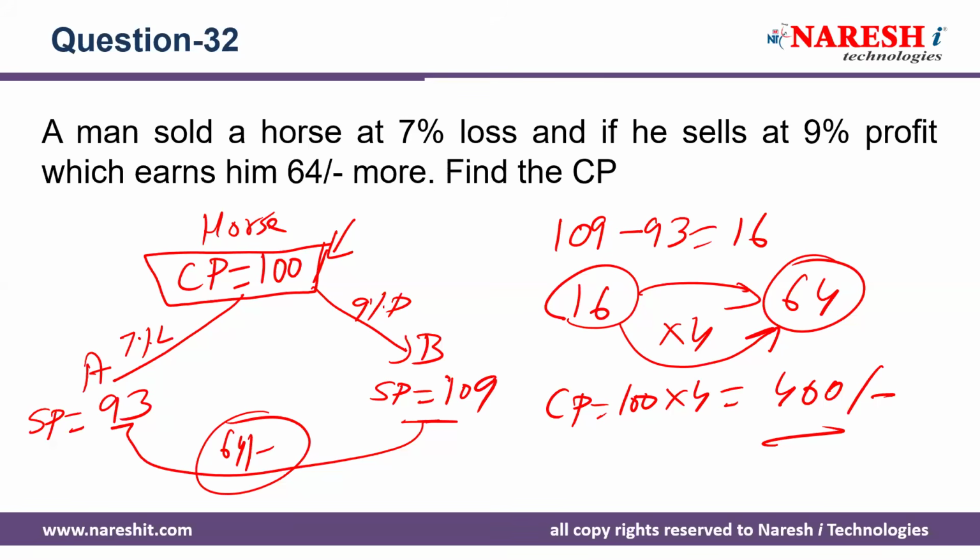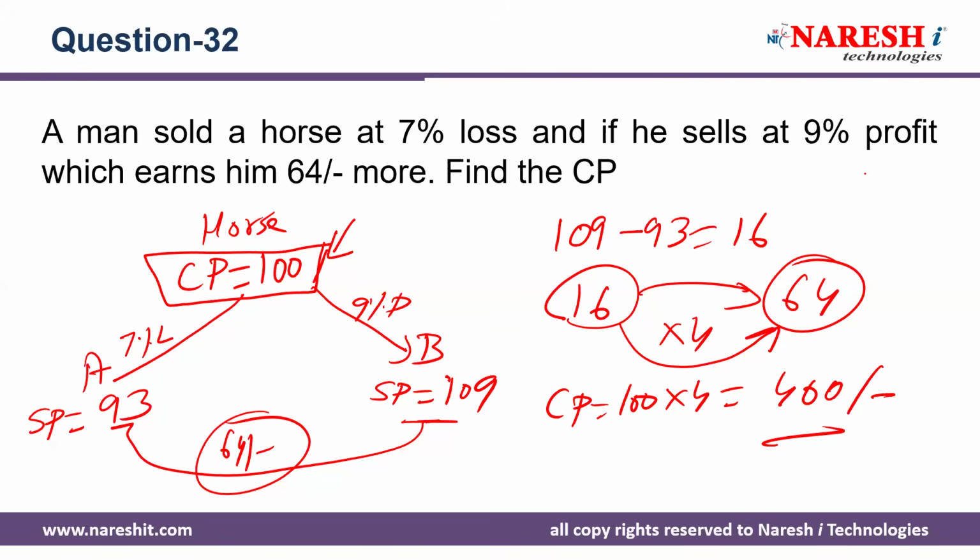I repeat one more time. In profit and loss, in the entire concept, always take CP as 100. If CP is 100, and we're selling to one customer at 7% loss, then the customer will pay 93 rupees. That 93 is the selling price of the horse. If the shopkeeper sells this horse to another customer at 9% profit, then the second customer will pay 109 rupees as the price. The difference between 109 and 93 is 16.